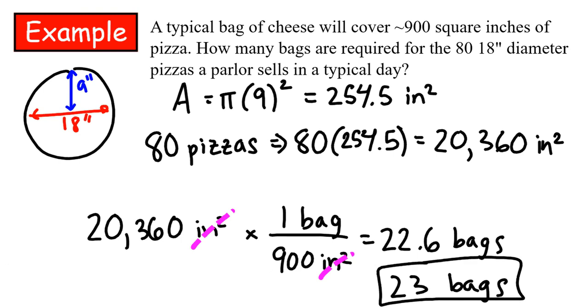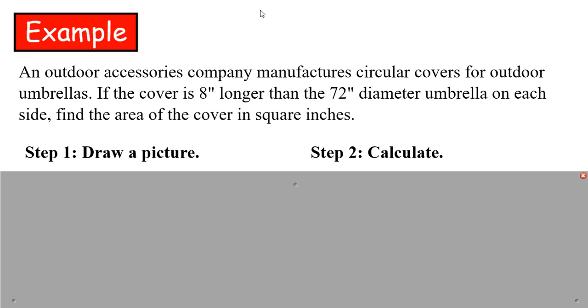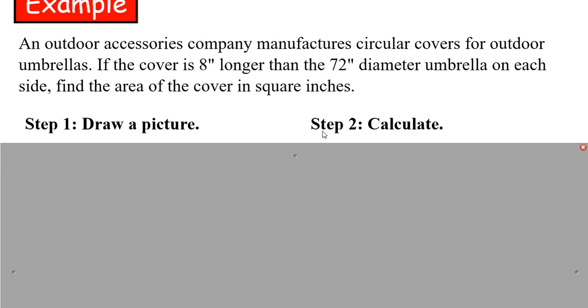Example number 2. An outdoor accessories company manufactures circular covers for outdoor umbrellas, so like a big patio umbrella. If the cover is 8 inches longer than the 72-inch diameter umbrella on each side, find the area of the cover in square inches.